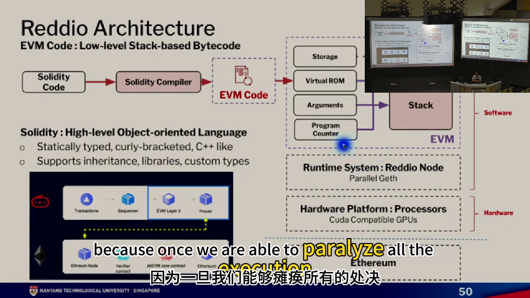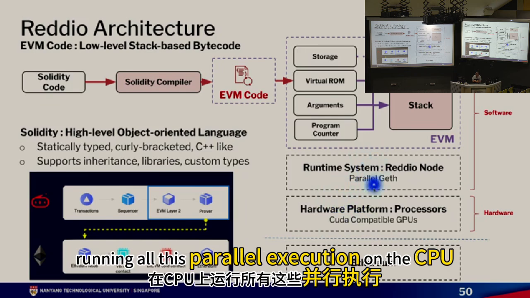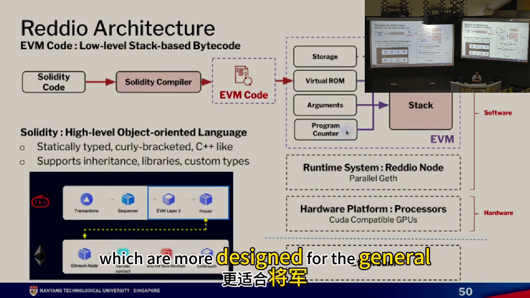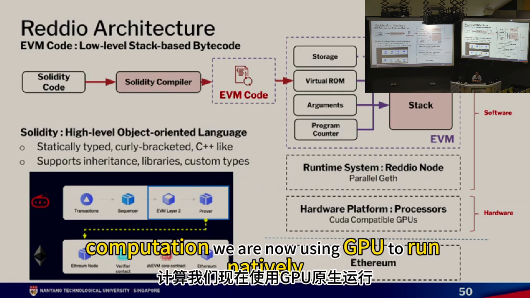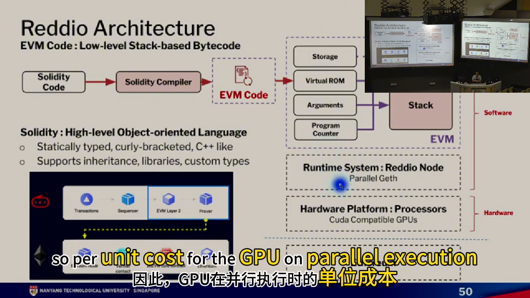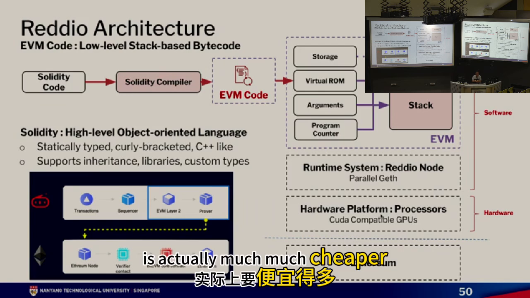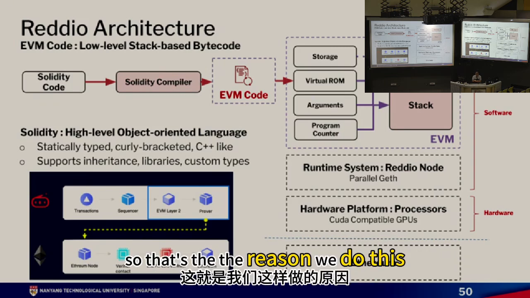Why? Because once we are able to parallelize all the execution, other than running all this parallel execution on the CPU, which is more designed for general-purpose computation, we are now using GPU to run natively on all those parallel executions. So the per-unit cost for the GPU on parallel execution is actually much, much cheaper compared to using CPU to run parallel execution. So that's the reason we do this.